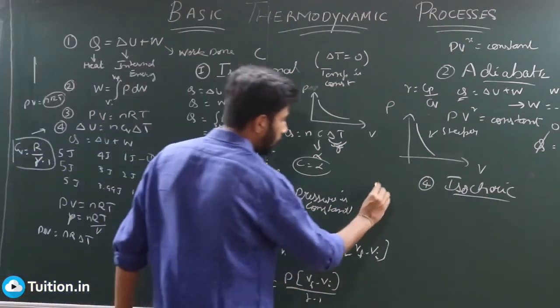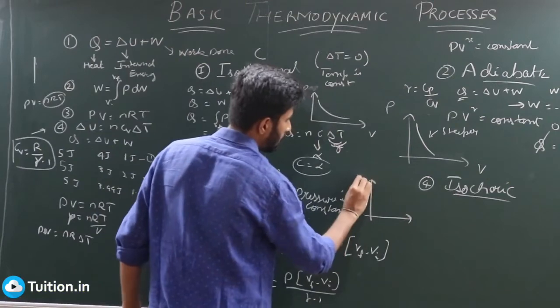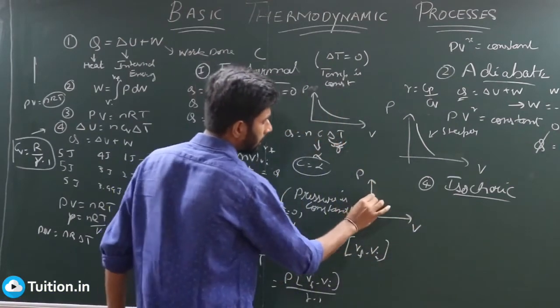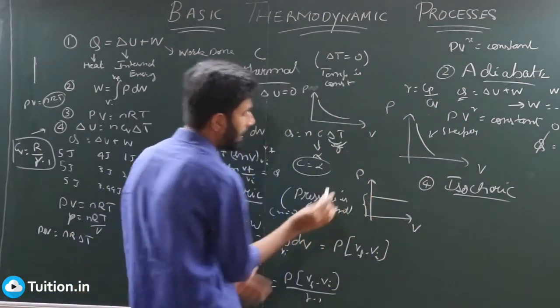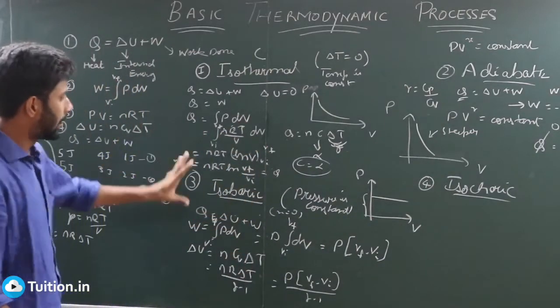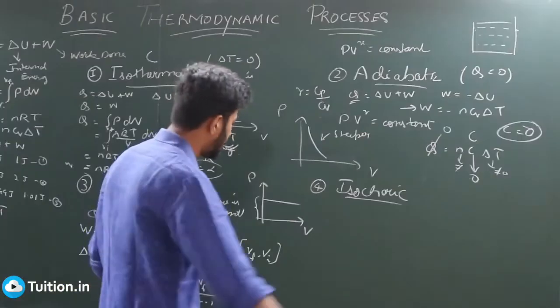And how will the PV graph of this process look like? No matter the volume, the pressure will be the same. It will have a fixed height, a fixed value. That's your isobaric process. Finally coming to the isochoric process.